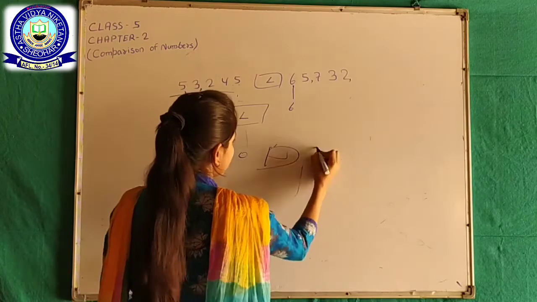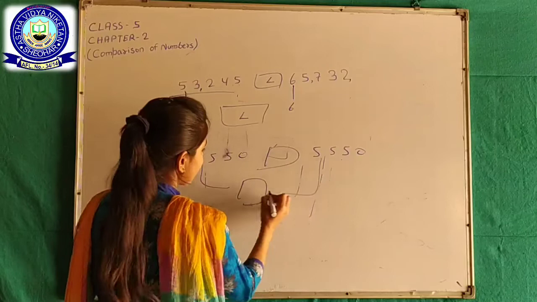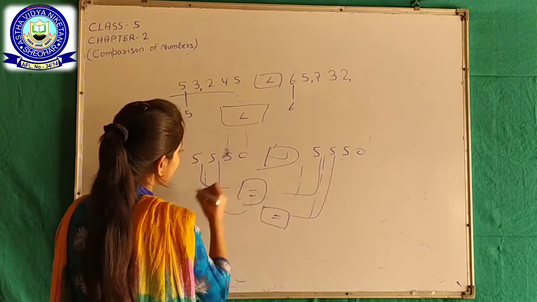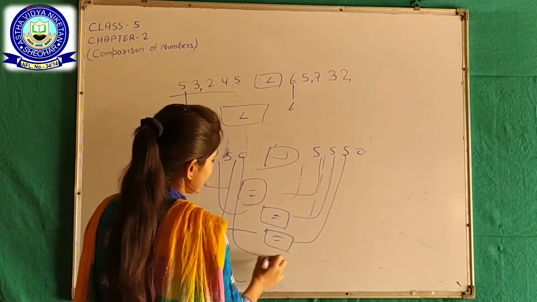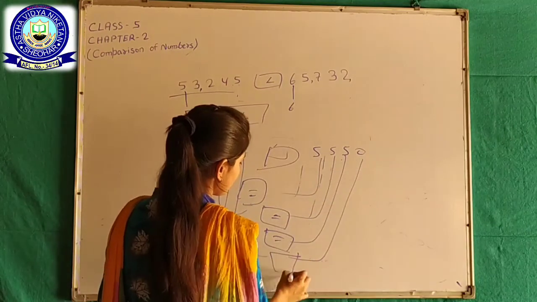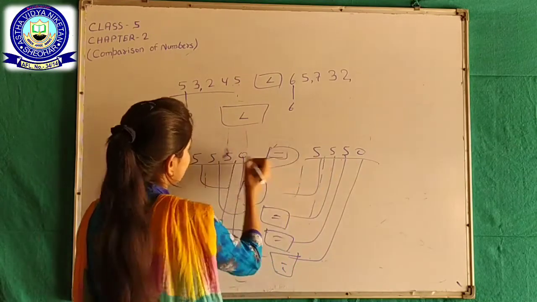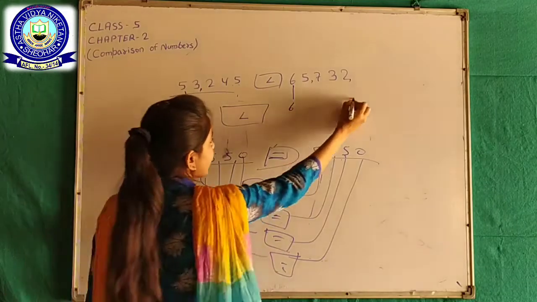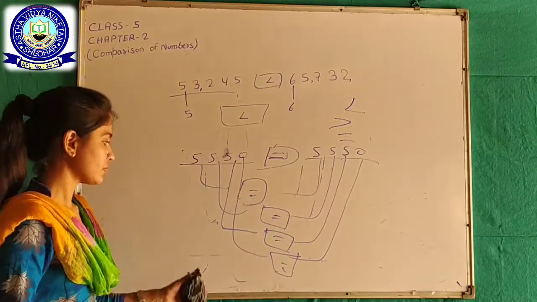Another example. Here is 5 and here is 5. Both are equal. Here is 5 and here is 5, also equal. And here is 5, here is 5. These are equal, and here is 0 and here is 0. So we can say that both numbers are equal. So we can use this symbol for equal, this symbol for greater than, this symbol for smaller than, and this symbol for equal.